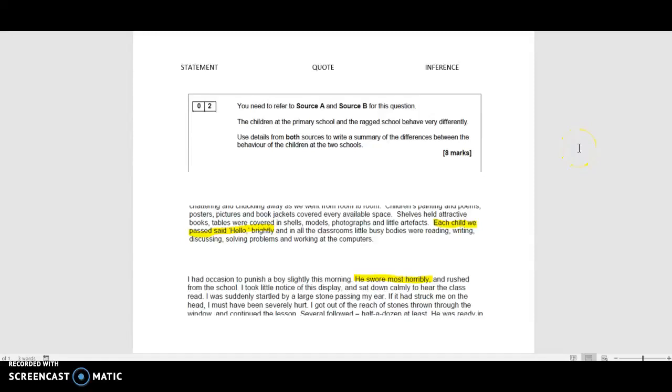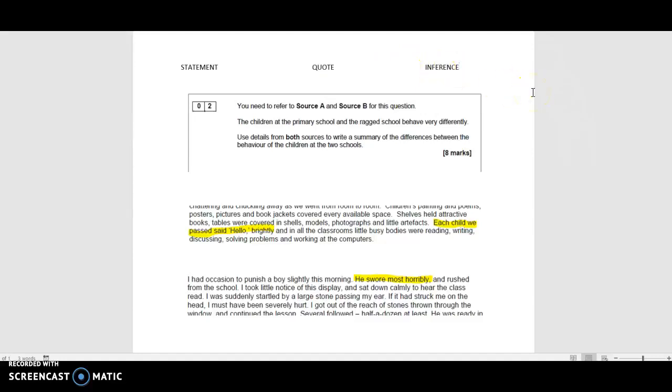Welcome to 5-Minute Revision, and we're on paper 2, question 2. So this is the summary question where you've got to find some differences between the two texts and summarise what those differences are. So the way to approach this is SQI: statement, quote, and inference.